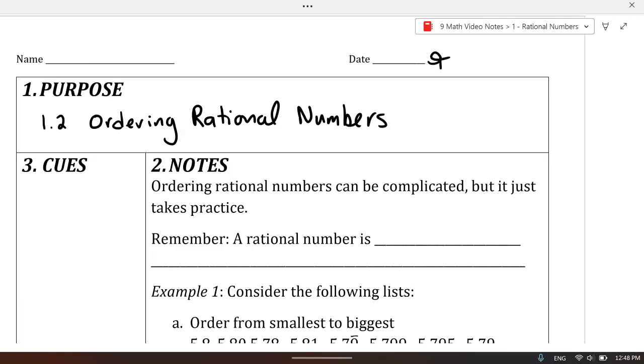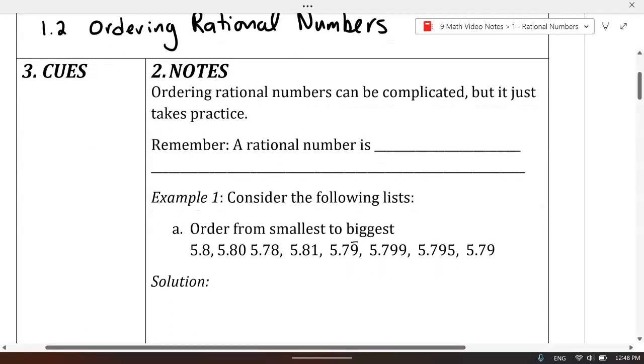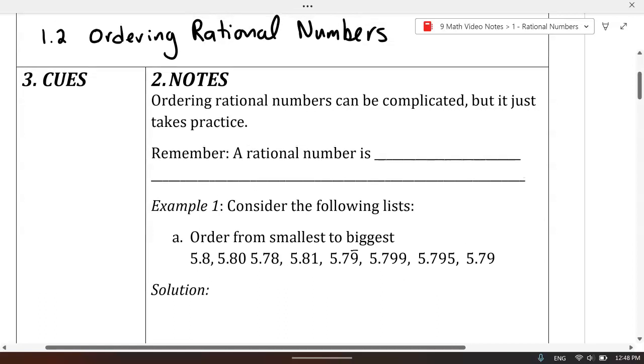Make sure that you put the date down to organize your notes, and make sure that you write down your name so we know whose notes they are. Mine's Ms. W. So ordering rational numbers can be complicated, but it just takes a little bit of practice.